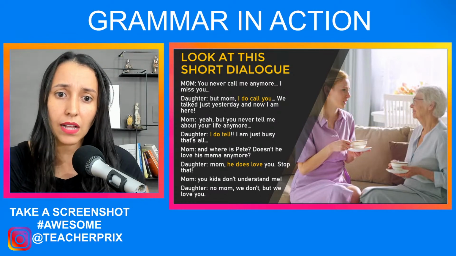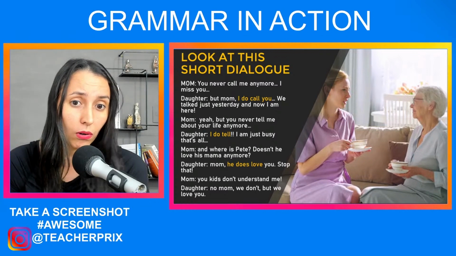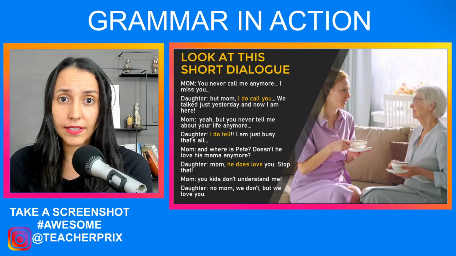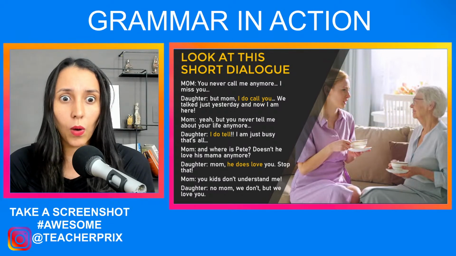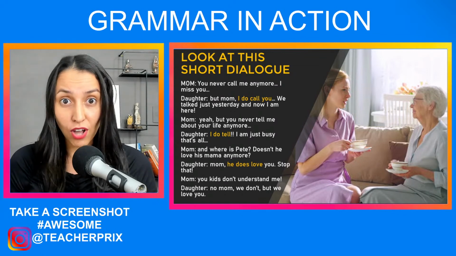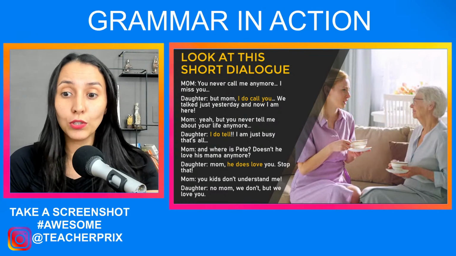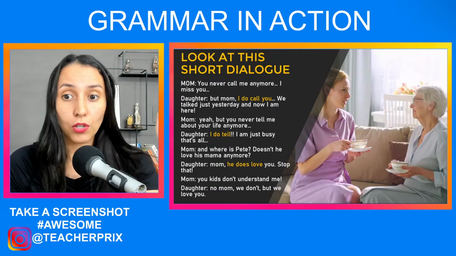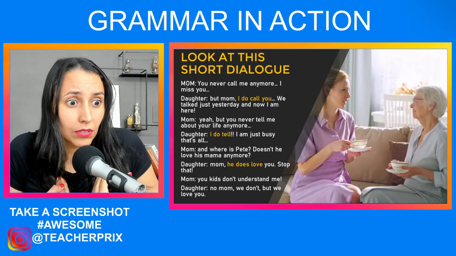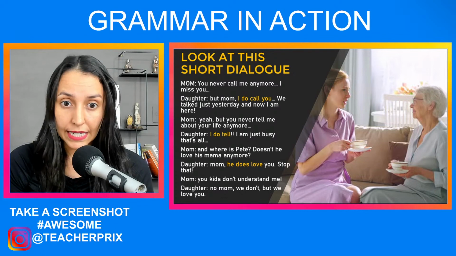She's going to say, well, you never tell me about your life anymore. You never talk to me about your life. And then the daughter: what? I do tell. I'm just busy. That's all. Okay? So here the mother is not happy. She says, you don't tell me about your life. And then the daughter: I do tell. I tell you everything. I'm just a little busy.